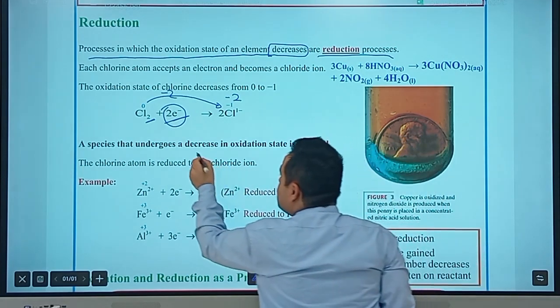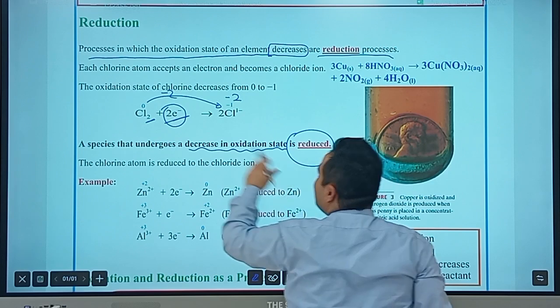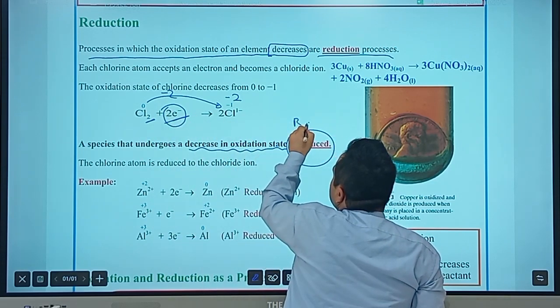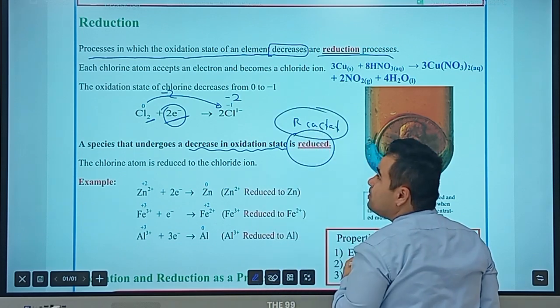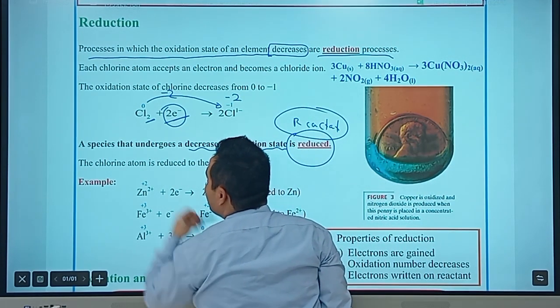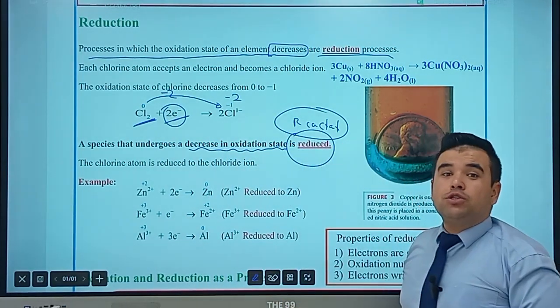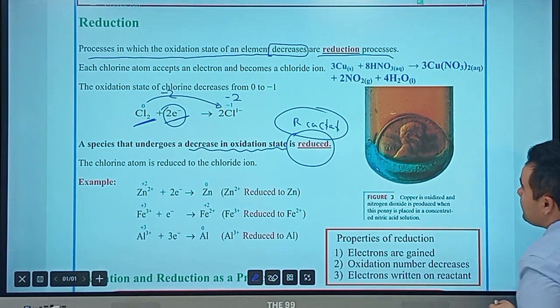The species that undergo a decrease in oxidation state is reduced. So in this case, which one is reduced? Of course, the reduced species must always be on the reactant side. In this case, the chlorine atom is reduced to form the chloride ion.